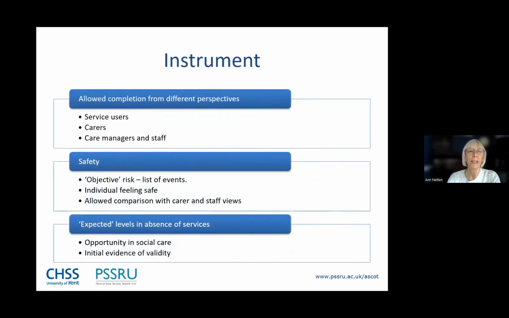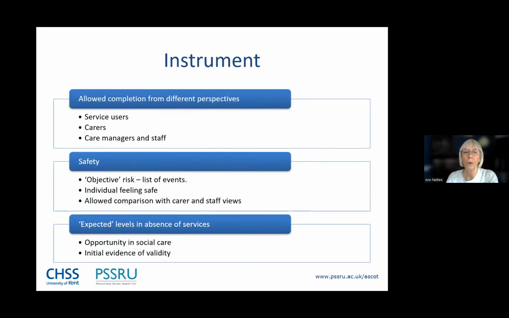The instrument itself allowed completion from different perspectives. So service users could complete it for themselves. You could put alongside that what carers thought were going on, and that's unpaid carers. And then you could have care managers or care staff completing it. So you could get all 3 perspectives if you wanted. And the idea was to be able to make that comparison as part of a research project if wanted.